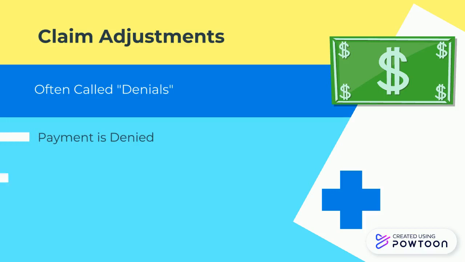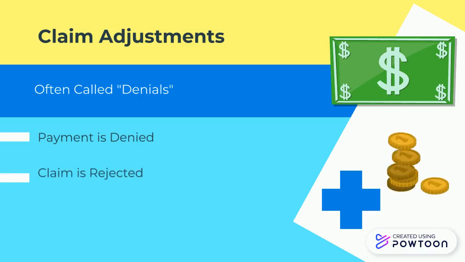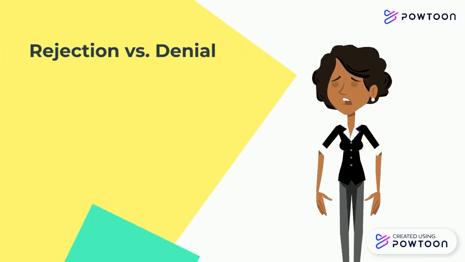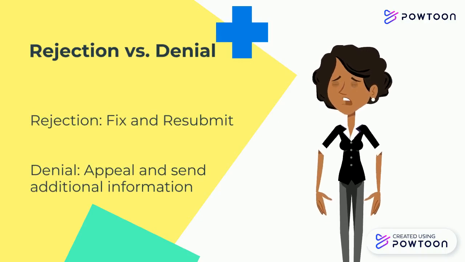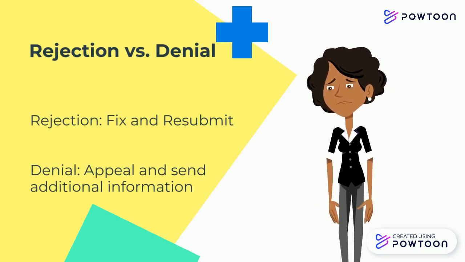Sometimes the insurance company denies a claim, other times they reject the claim, and other times there's a reduction of payment and the facility gets partially paid. If a claim is rejected, it can be resubmitted with corrected or additional information, and they may pay the claim with the new information. When a claim is actually denied, they are refusing to pay it based on something outlined in their coverage rules.